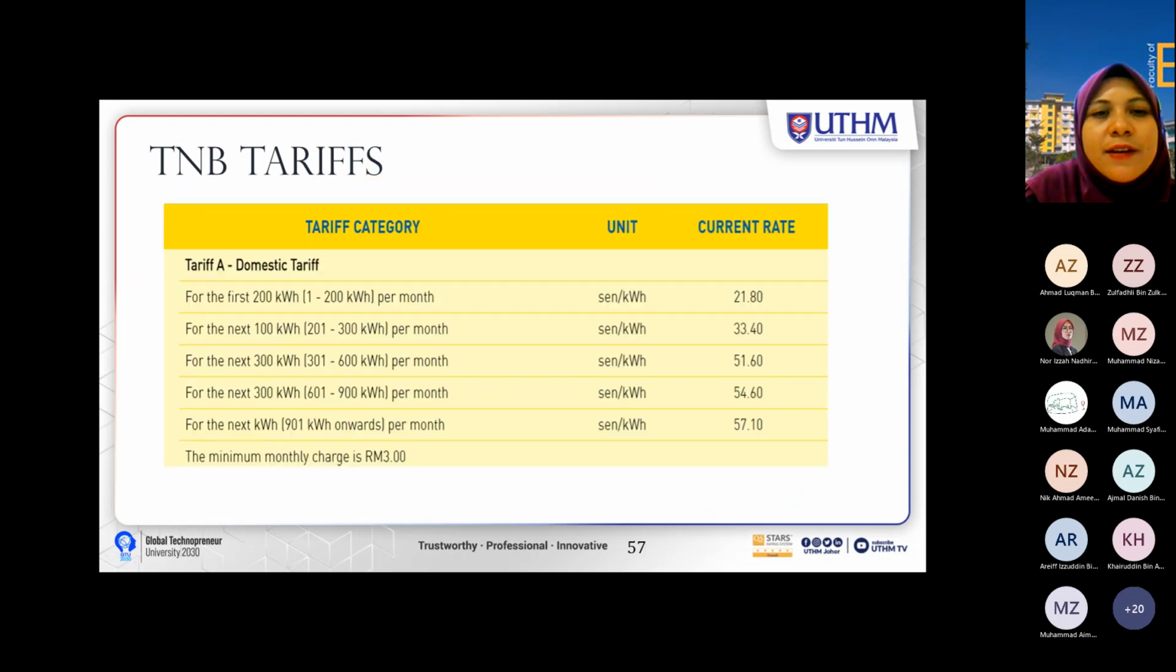So this is the tariff lah. So basically the tariff I am showing is more on the domestic tariff. So basically it still uses this rate lah, 21 cents, about 22 cents per kilowatt hour. This one is for the first 200 kilowatt hour lah.